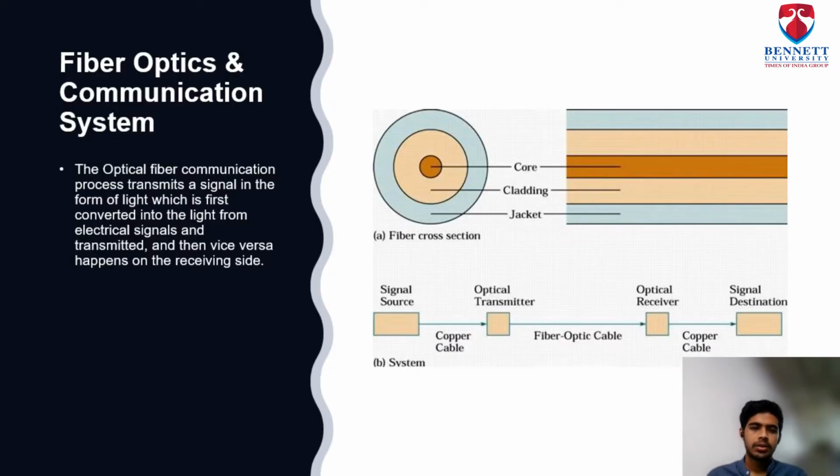Now let's discuss fiber optics and communication system. In the communication process of fiber optics, it transmits a signal in the form of light, so the electrical signal is first converted into light, and then it is transmitted. And then vice versa happens on the receiving side. We can also get a clear idea from the image given on the right side.